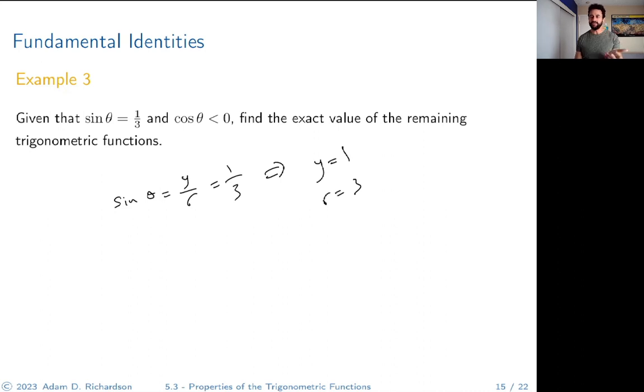Okay, so now we know what r is. We can figure out what cosine is, because what's cosine? Cosine theta was x over r, right? X over r. But then how are we going to find x? That's a good question. Okay, we're going to have x over 3, but what is x going to be? How could we do it? What do you think?